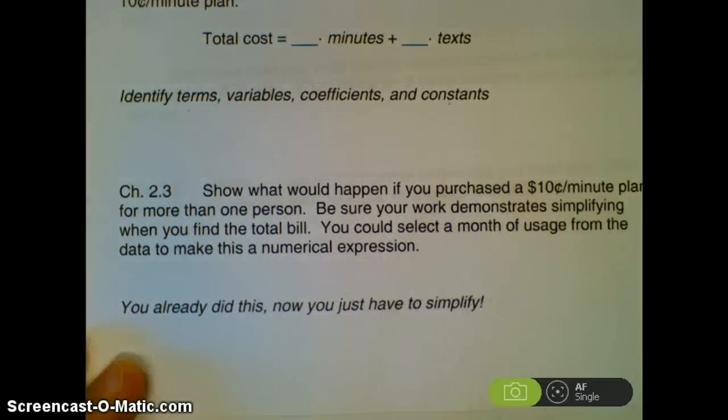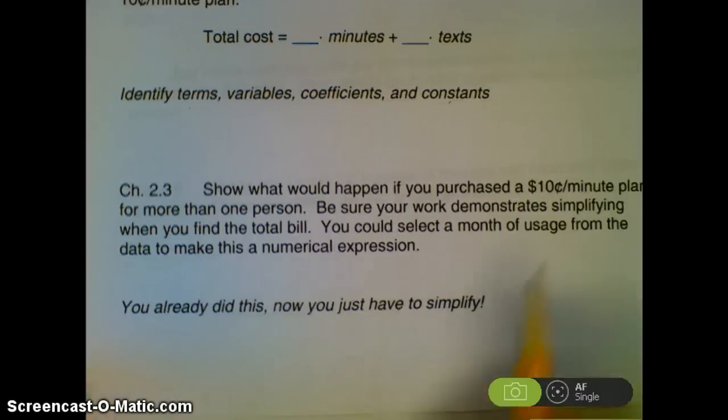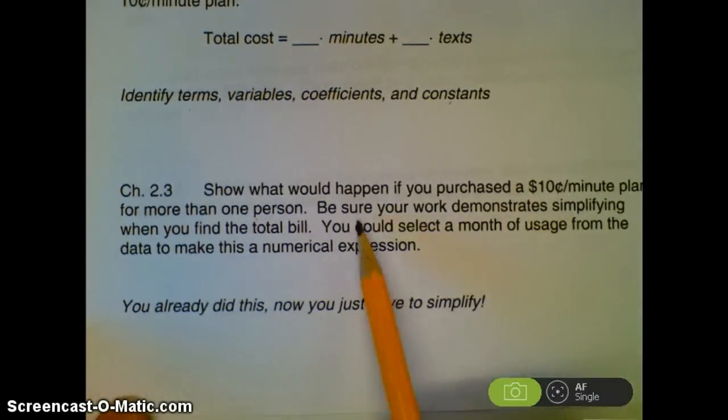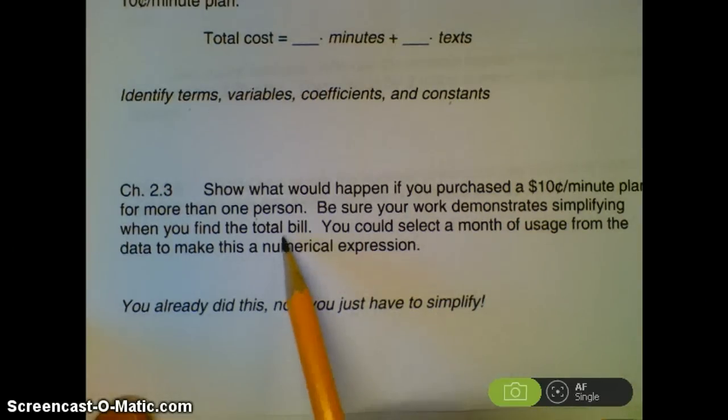Another Chapter 2, Section 3 task. Show what would happen if you purchased a 10-cent a minute plan for more than one person. Hey, you already did that. Be sure your work demonstrates simplifying when you find the total bill.